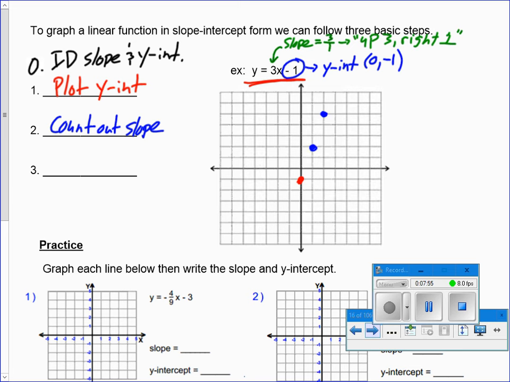I can also do the exact opposite steps. Instead of up 3 and right 1, I could do the exact opposite of that, go down 3 and left 1. And you can see that still forms a straight line. Once we have all the points plotted on the graph, we can go ahead and connect the points, and that will give us our line.